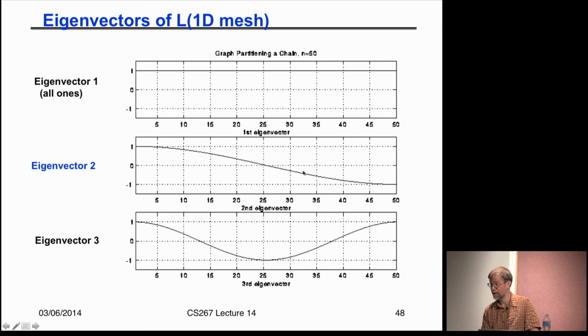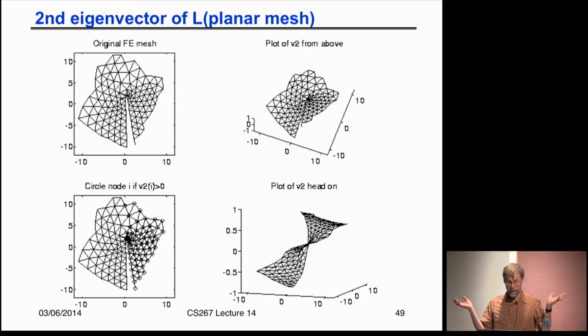There's the negative ones. They all go into the other partition. And there are more eigenvectors too. So now let me just show you what it looks like for a slightly more interesting graph, and call it a broken trampoline. So this is a planar graph. And so here is what the graph looks like, and the original mesh.